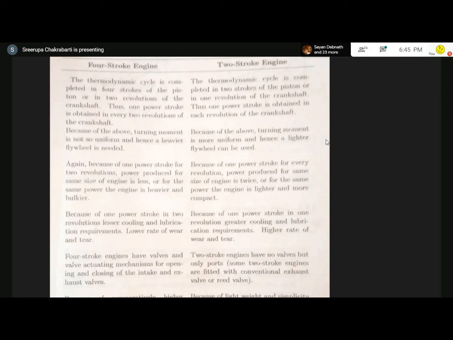You see, a comparison of two things is slightly monotonous for everybody, but this 4-stroke, 2-stroke engine comparison is very interesting because of the great debate going on all over the world regarding the use of four-stroke and two-stroke engines: where we should go for four-stroke, where we should go for two-stroke, and how to replace certain kinds of engines with some other kinds of engines. All these things are coming. So for that, we should have a good idea about four-stroke and two-stroke.